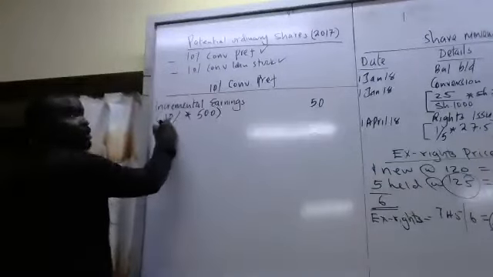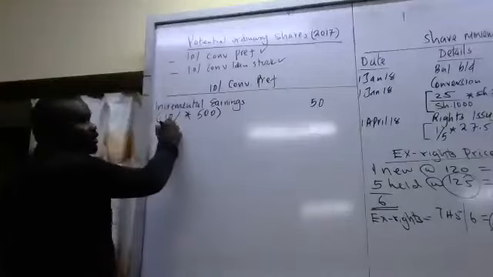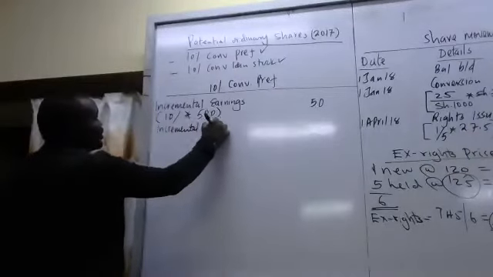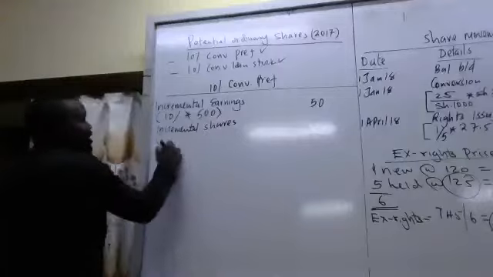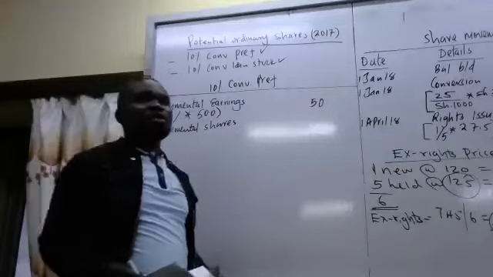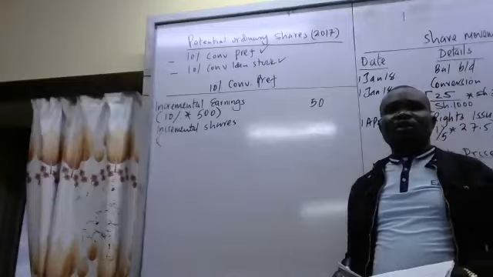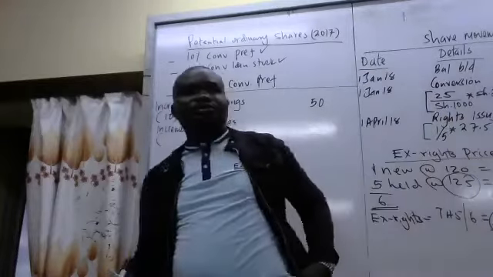Then incremental shares. You check incremental shares. Can you check the policy? Check the policy. You get what for what?